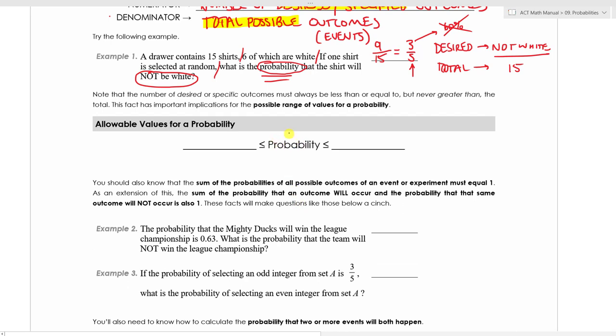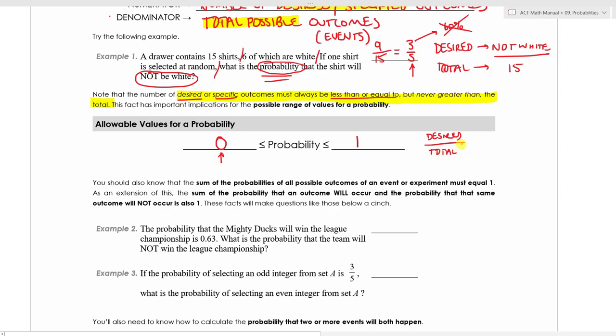One important point about probabilities, remember that numerator value, the desired or specific outcomes, that always has to be less than or equal to, I'm going to go ahead and highlight this. Desired or specific outcomes must always be less than or equal to, but never greater than the total. What that means is that a probability value must always range from 0, where there is no chance that the desired or specified outcome will happen, up to 1, which is where the numerator, the desired or specified, equals the denominator, the total.